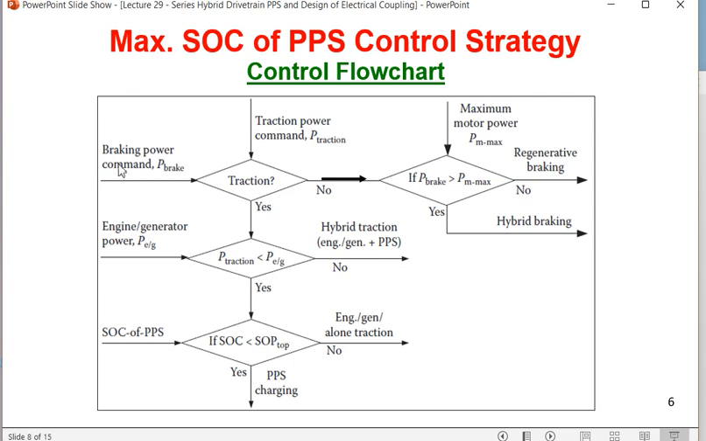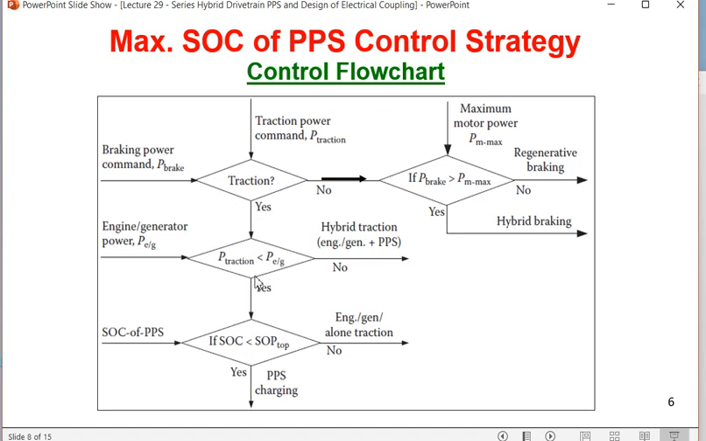Both these inputs are given from the sensors, and whatever inputs come go to the vehicle controller. This is the vehicle controller. Here we are asking the question: traction? The answer is yes. So in traction there are 2 modes, mode A and mode B. We have to see whether the commanded power is greater than P E/G, or the commanded power is less than P E/G.